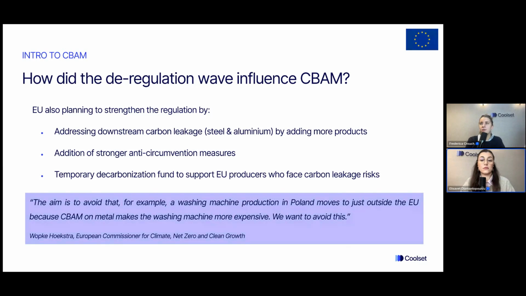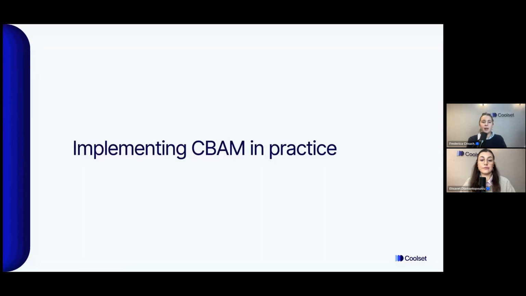So yeah, the aim of CBAM is not to have all EU industry move outside because it's cheaper, but to level the playing field, ensure that all low carbon facilities are rewarded and those with higher carbon are encouraged to reduce their carbon emissions through a pricing mechanism. And in practice, how is this working?